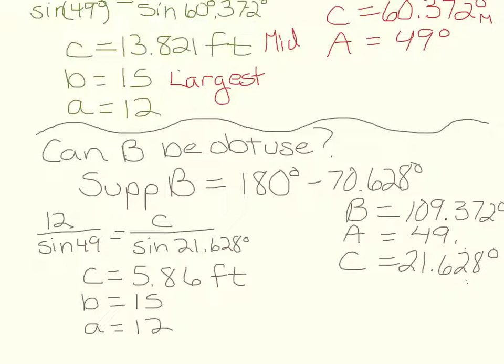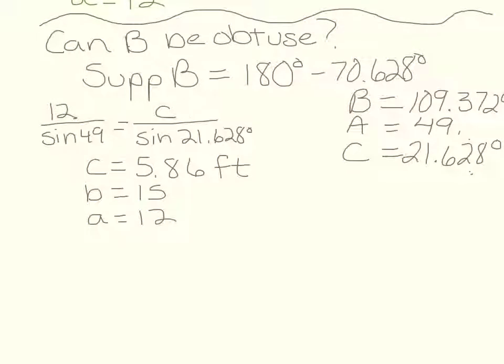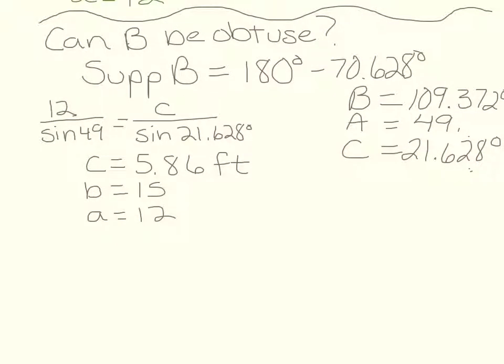Now, I think a lot of people get confused, and they say, well, how do you know it's B that is the ambiguous angle? Well, sometimes you just have to kind of continue to figure things out. And so what I would do is I might say, well, how do I know that C is not the obtuse angle? And so let's check on this work.